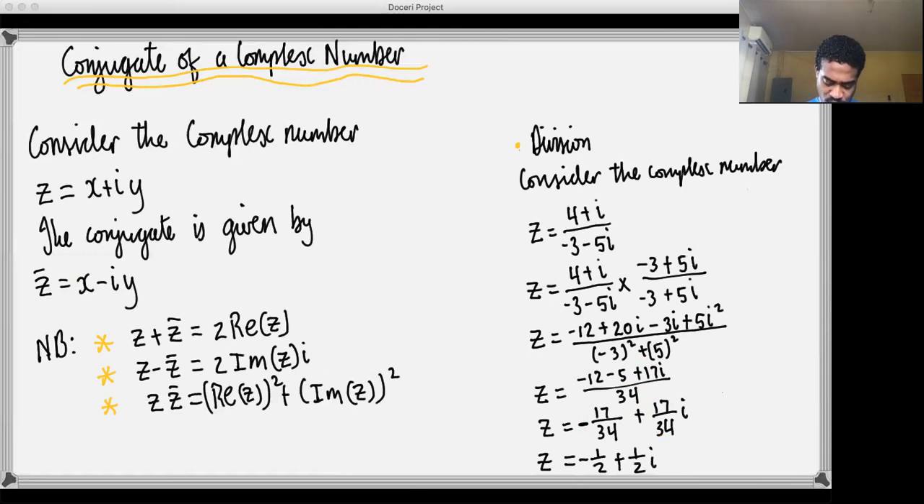We can clearly see now the real part of this complex number and the imaginary part of the complex number. So the real part is -1/2 and the imaginary part is +1/2. So this here is another way of rewriting this, where you can clearly see the real and imaginary parts. So that is the division of two complex numbers, using the conjugate of a complex number.